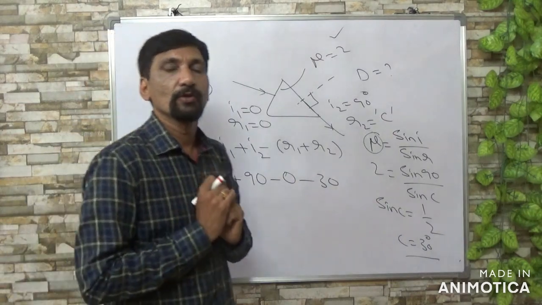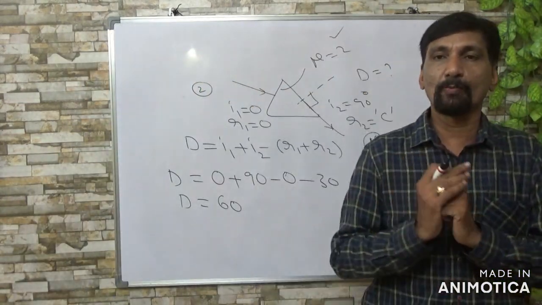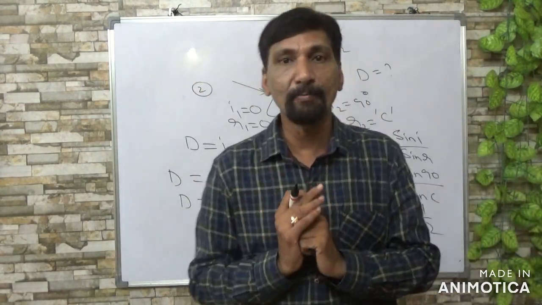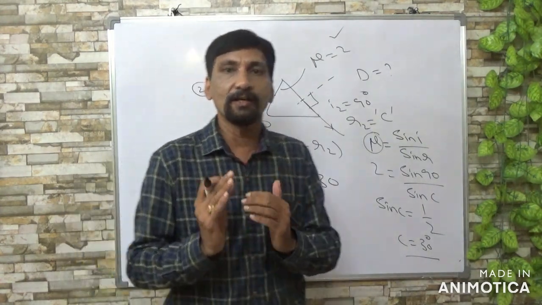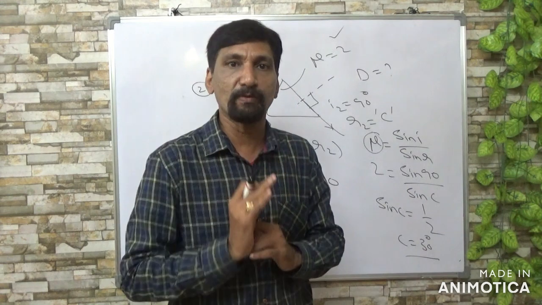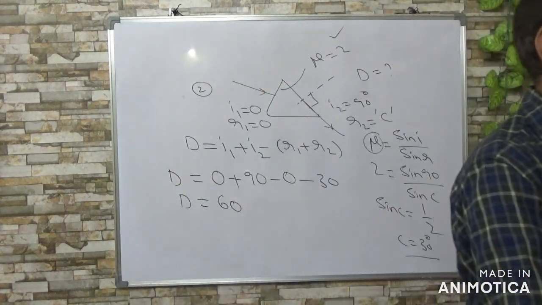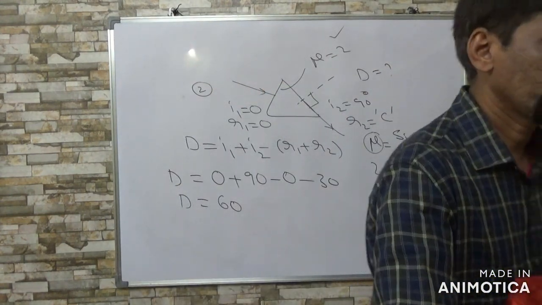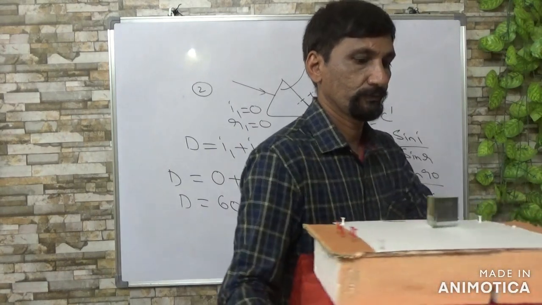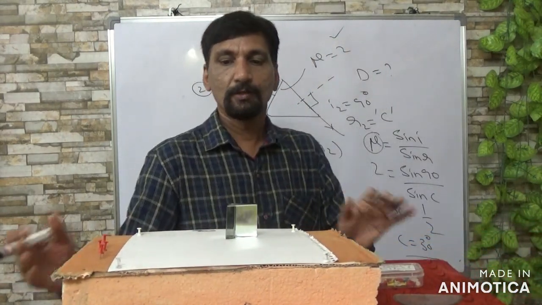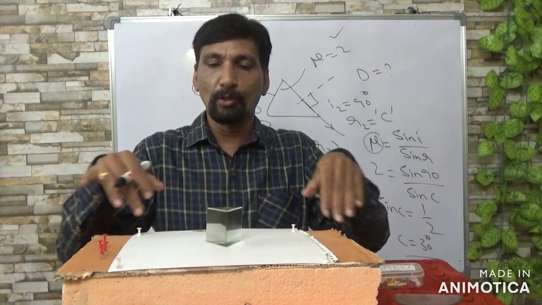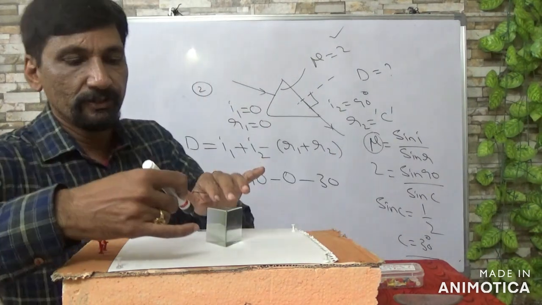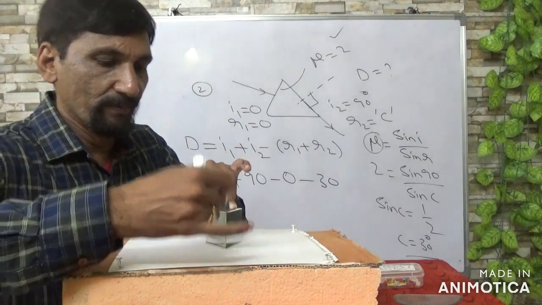Okay. Now we are going to solve the next problem based on minimum deviation. So in order to know about minimum deviation, let us do one small experiment also. Okay. Now, this is the prism I have taken. So put it on the cardboard. Then you trace the prism.